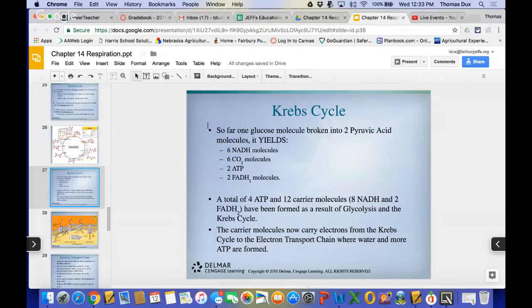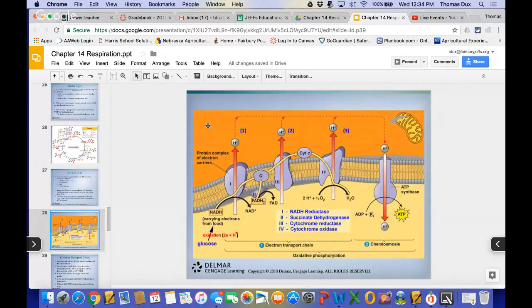NADH. You want to say NADPH, but that's from photosynthesis. But nice job, good connection. This is just NADH, another carrier molecule. And then we had FADH, and we had some CO2 that was released. But the important things we want to know that are made: NADH, some ATP, and FADH. These three things are going to carry over into the last part, which is this bad boy right here, the electron transport chain.